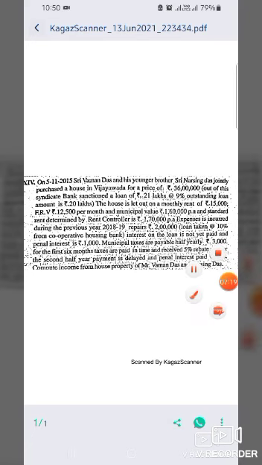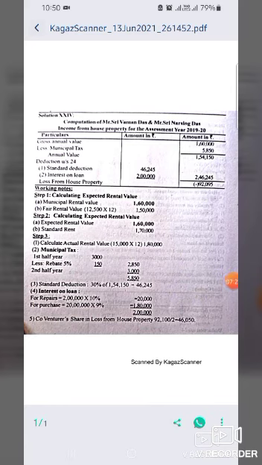Now let's see. Computation of Sri Vaman Das and Sri Narsingh Das income from house property for the assessment year 2019-20. Particulars: gross annual value is 1,60,000, less municipal tax 5,850. So annual value is 1,54,150. Deduction under section 24: standard deduction is 46,245 and interest on loan 2 lakhs. So total deductions are 2,46,245 and loss from house property is 92,095.